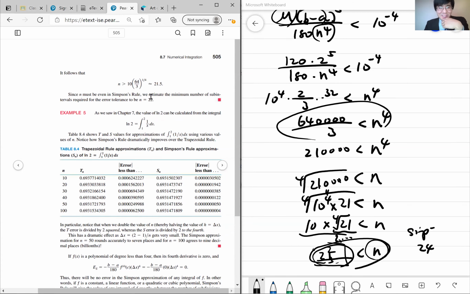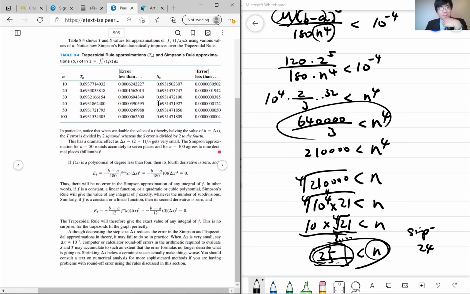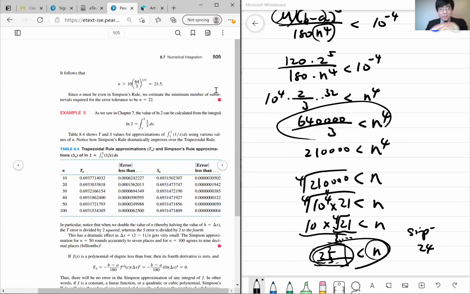Okay, so I was wrong. According to the calculator, this is 21.5. So we will need 22 sub-intervals. Okay, so that's the complete explanation for this section. Thank you for your participation.